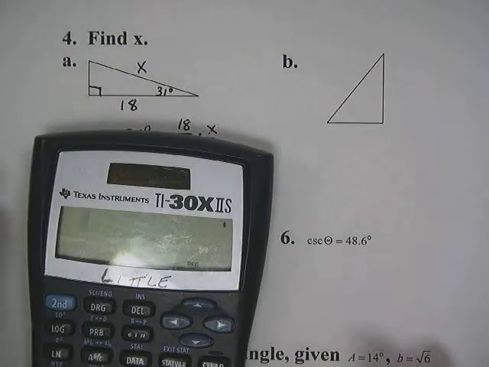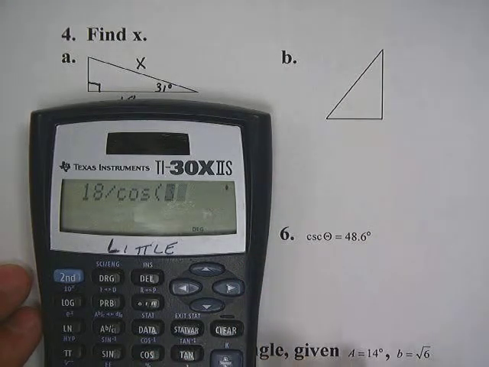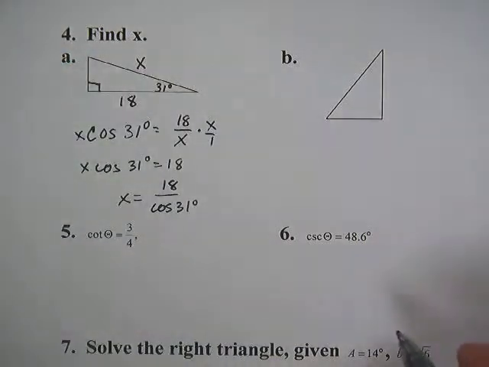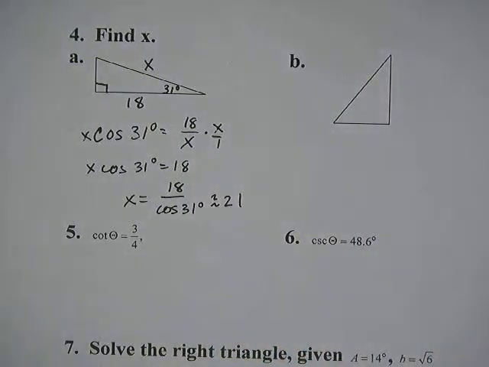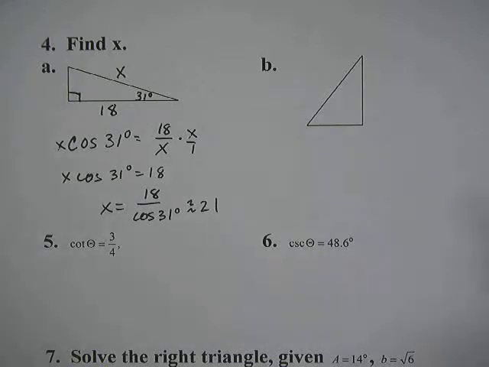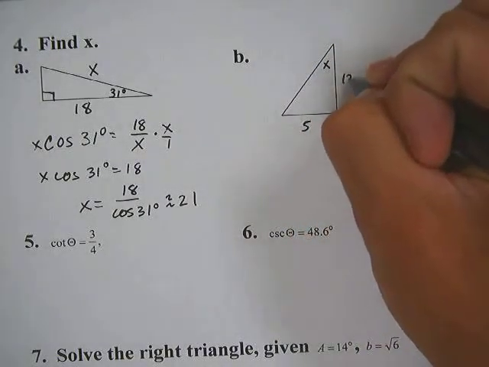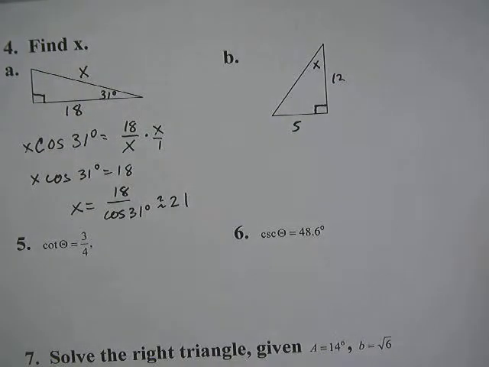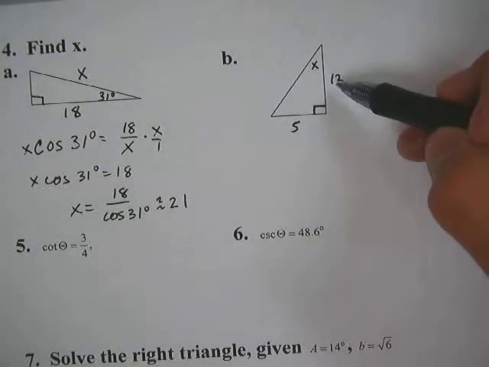And then I'm going to divide by cosine of 31, and I'd end up with this. And then I'd take my calculator and I would divide 18 divided by cosine of 31, and I get 20.999. So why don't we just say it's about 21? That's it. Pretty easy.